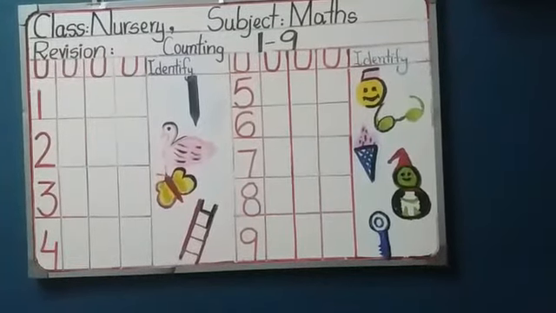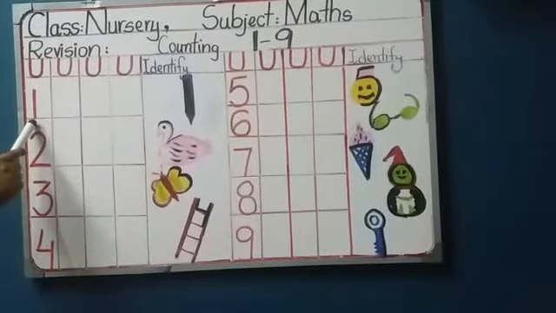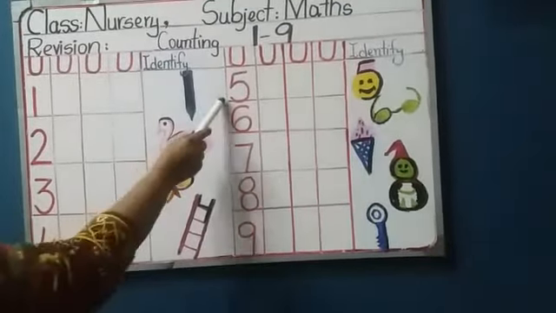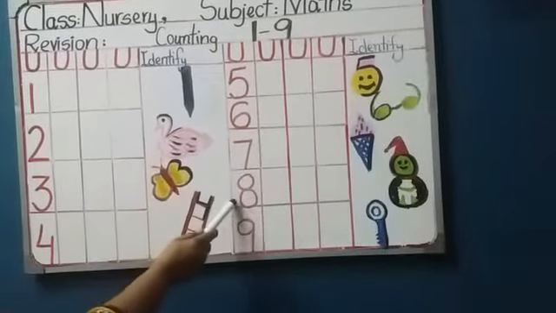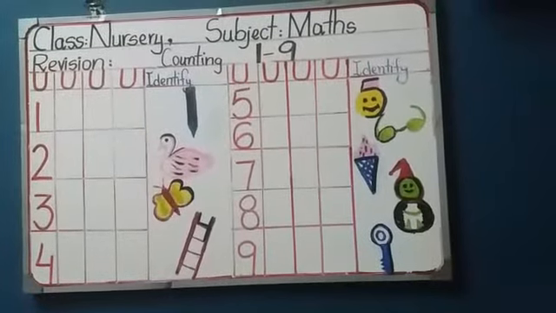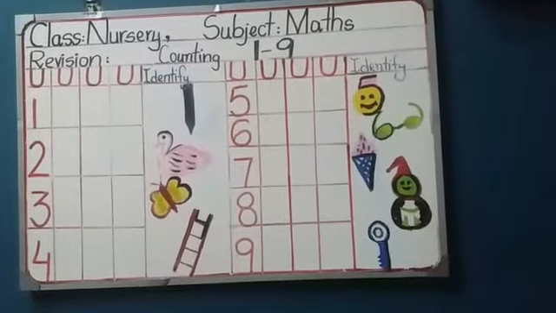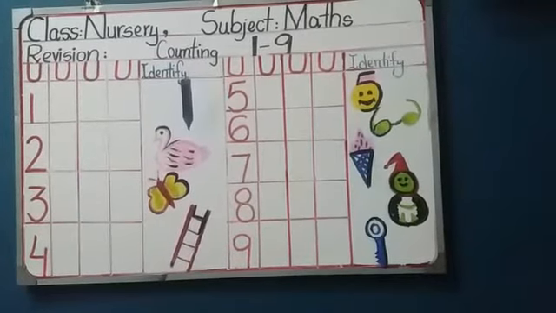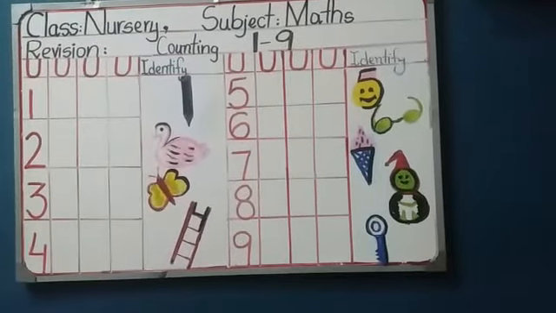Now, let's read with me. 1, 2, 3, 4, 5, 6, 7, 8, 9. 9 digits, okay? Students, now, how we will write and identify the digits? So, look at the board. Look here.